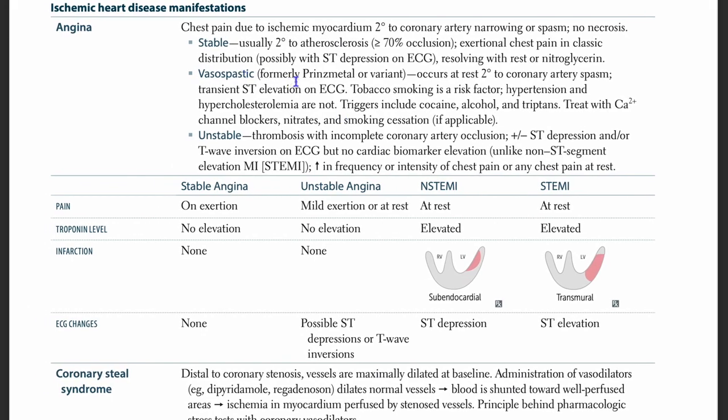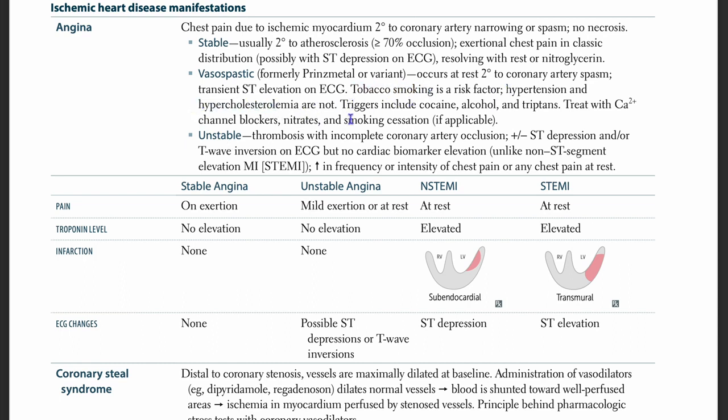So vasospastic, formerly Prinzmetal or variant, occurs at rest, secondary to coronary artery spasm, with transient ST elevation on ECG. Tobacco smoking is a risk factor. Hypertension and hypercholesterolemia are not. Okay. So this is a risk factor that's important to remember for this. But hypertension and cholesterolemia are not.